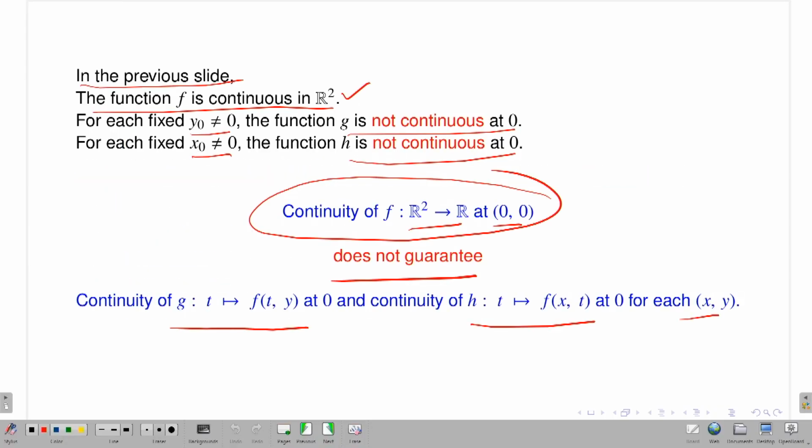So what I am trying to say is that continuity of f from R2 to R will not guarantee the continuity of g and h, and continuity of g and h will not guarantee the continuity of f. So there is no such vice versa relation between the continuity of f and the continuity of g and h.